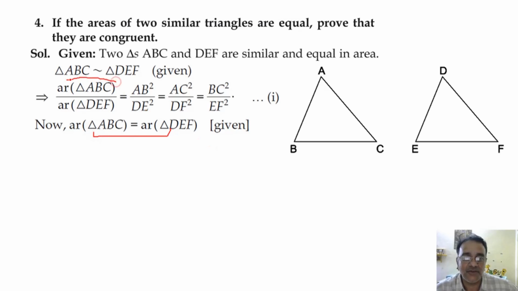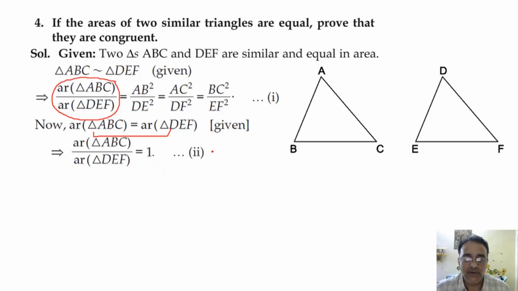So what is the ratio of this? What is the value of this ratio? If these two are equal, what is the value of this? 1. 1, right. Okay, let it be equation number 2. Now from 1 and 2, this will also become equal to 1.